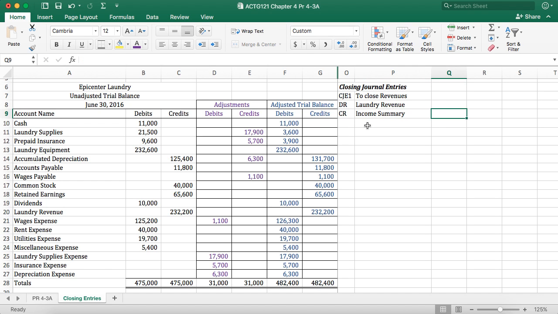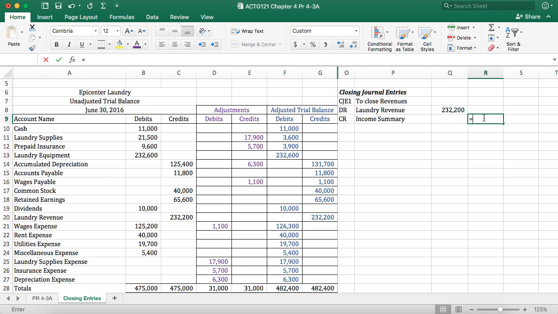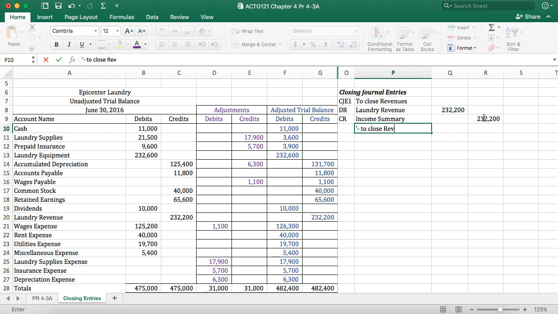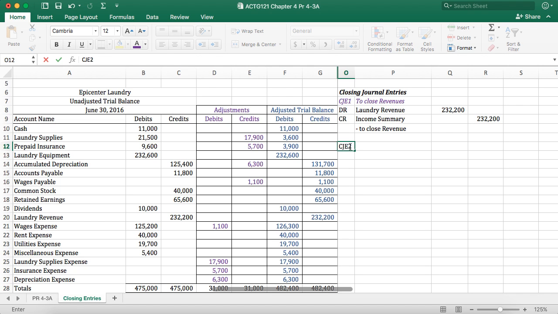Please read about it. It is a holding account. So we're going to debit that. Oops. It looks like I have one too many decimal zeros there. And we're going to credit that same amount into income summary. So my explanation to close revenue. Let's put this in parentheses for you. Let's make it purple. Okay, the second journal entry, or CJE2, is to close expenses.